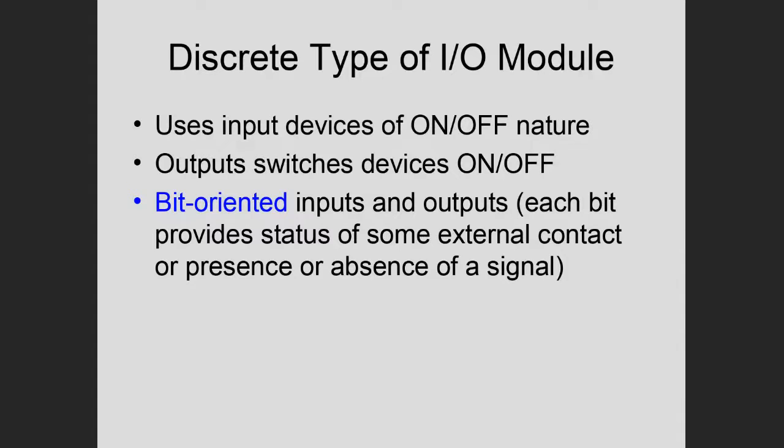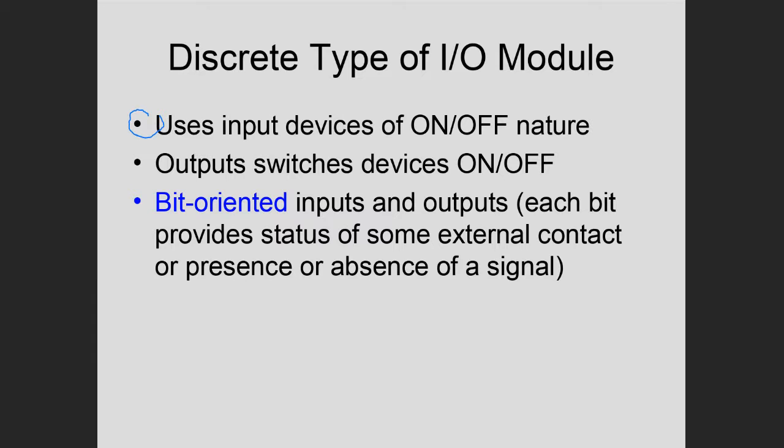And so it mentions that discrete I/O is input devices of an on-off nature. Switches, buttons, levers. There's a lot of different kinds of input devices that are either on or off, in one state or another. It's going to switch outputs off or on. So either you want the light off or on. It's either going to be off or on, not in between.